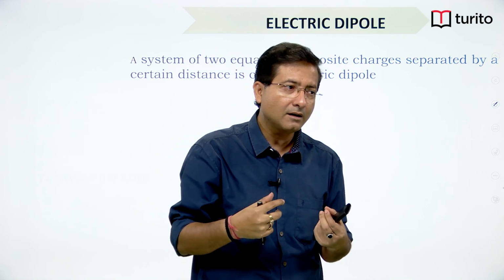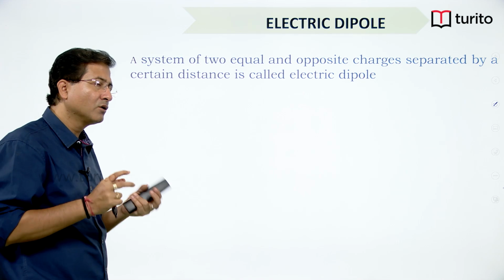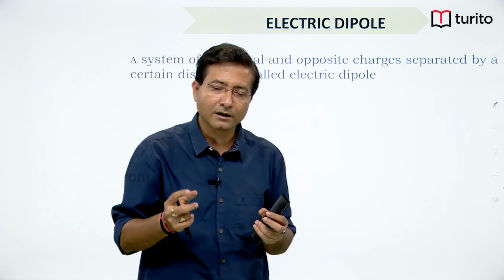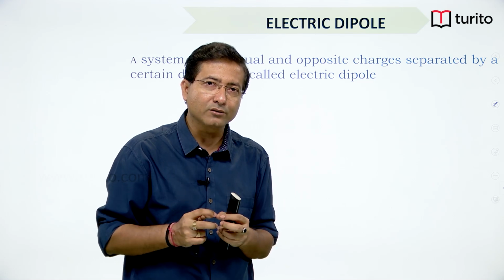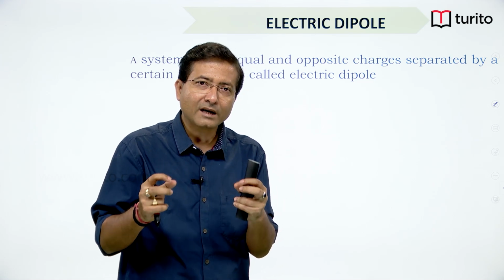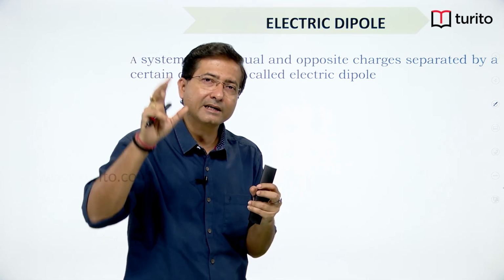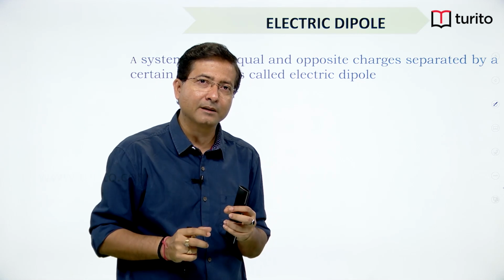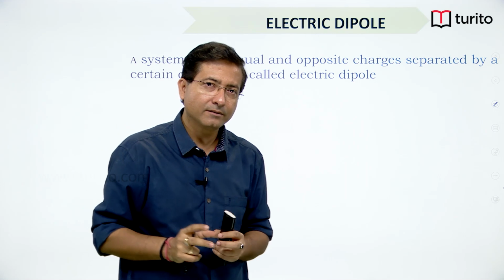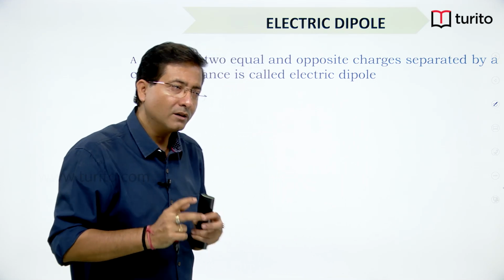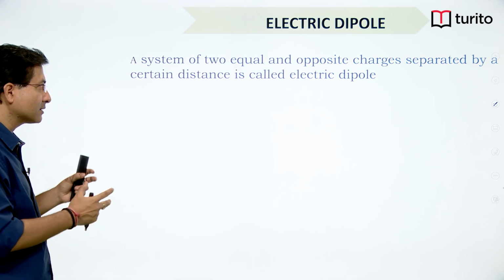Now, we will take a situation where we have two charged particles in combination, where one is positive, another is negative, and they are of equal magnitude. So, what effect they will create in the space, what is the field created by them, what is the potential created by them, and what happens when they are kept in an external field, right. So, all these questions we will answer, or we will try to answer in this part.